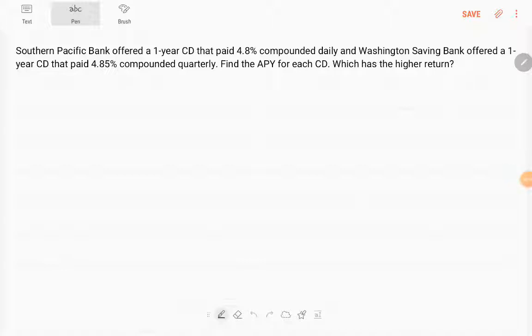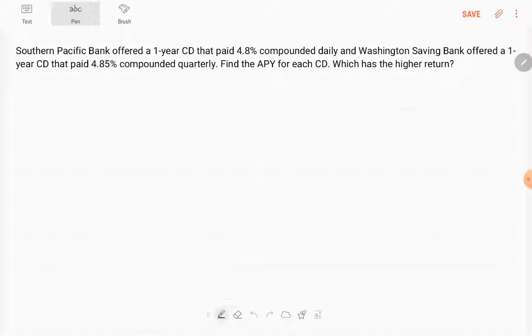Southern Pacific Bank offered a 1-year CD that paid 4.8% compounded daily, and Washington Savings Bank offered a 1-year CD that paid 4.85% compounded quarterly. Find the APY for each CD. Which has the higher return? That means if you have the higher APY, you will have the higher return, right? That is the reason why we want to use the APY.